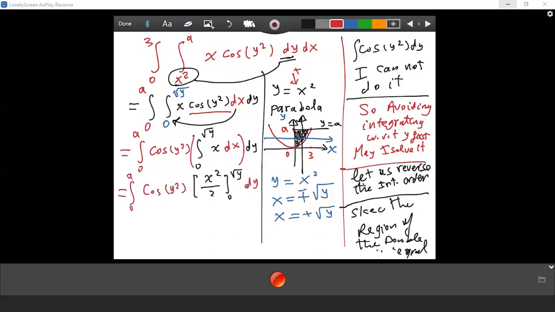Okay, now 0 to a cosine y squared. When you substitute by x equal to root y, x squared will be only y, right? So you have y over 2. When you substitute by 0, you have 0. Again, using a substitution, you can do this one, right? So integration by substitution.